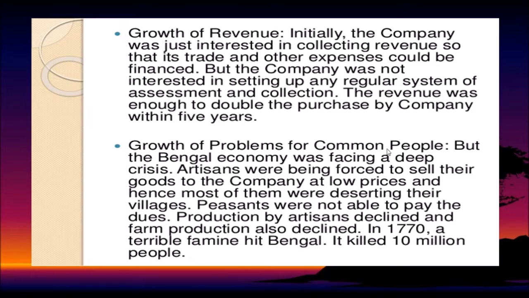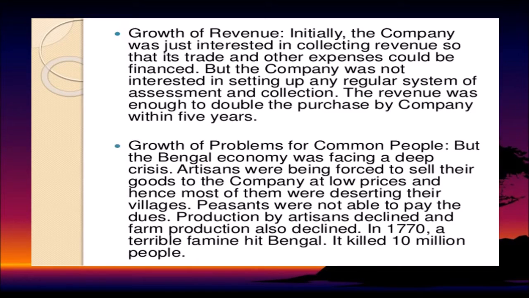Growth of problems for common people. The Bengal economy was facing a deep crisis. Artisans were being forced to sell their goods to the company at low prices, and hence most of them were deserting their villages. Peasants were not able to pay the dues. Production by artisans declined. Farm production also declined. In 1770, a terrible famine hit Bengal. It killed 10 million people.